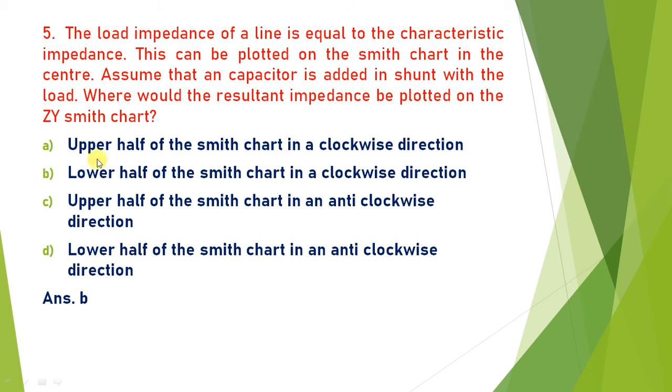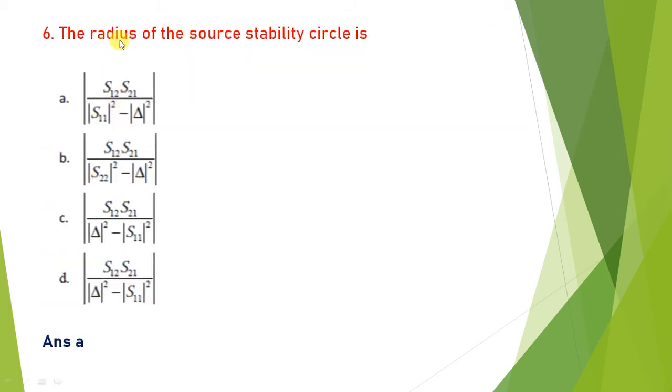So the answer is B. The radius of the source stability circle: if you refer to the stability criteria for an amplifier, you will find this equation. So the answer is A. The radius of the source stability circle is the magnitude of S12 multiplied by S21 divided by the magnitude of S11 squared minus delta squared. So this is the radius of the source stability circle.